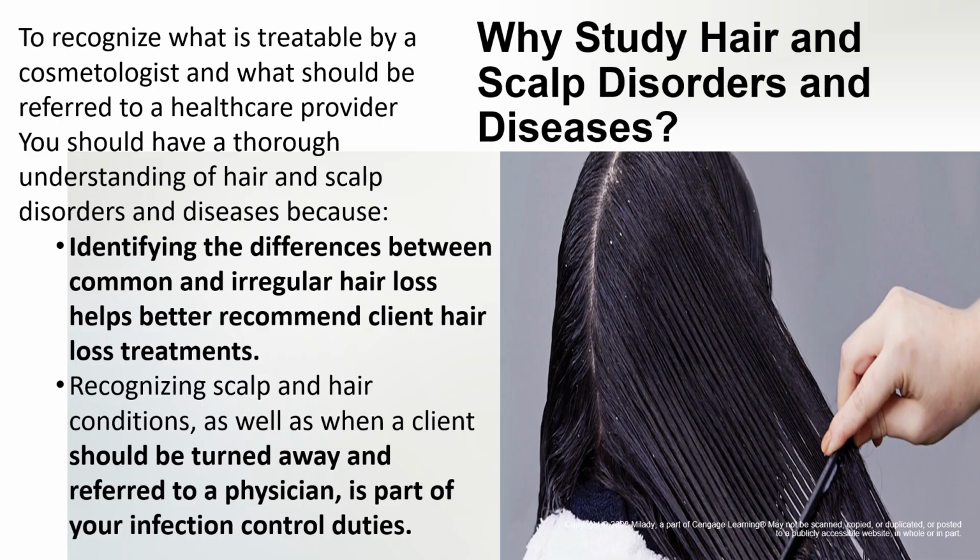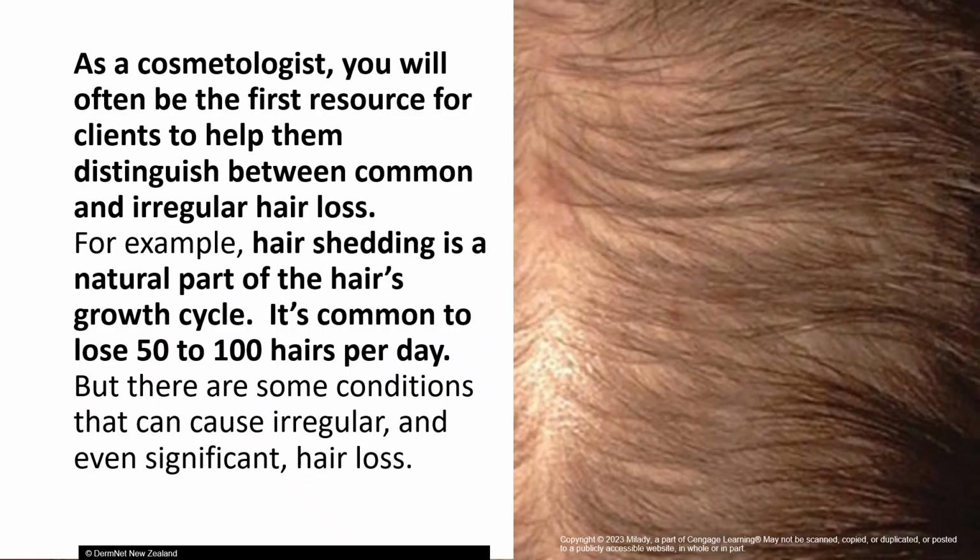Recognizing scalp and hair conditions, as well as when a client should be turned away and referred to a physician, is a part of infection control duties. As a cosmetologist, you will often be the first resource for clients to help them distinguish between common and irregular hair loss. For example, hair shedding is a natural part of the hair's growth cycle, and 50 to 100 hairs lost per day is common. But there are some conditions that can cause irregular and even significant hair loss.